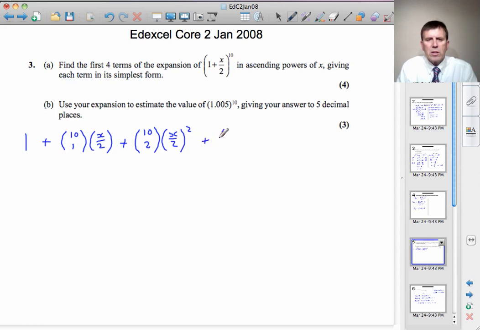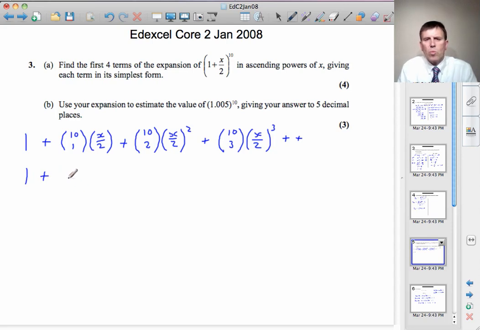The next term, the number of ways of choosing 3 from 10, and that's multiplied by (x/2) cubed. Now there would be several more terms, but we haven't been asked to find those. So let's simplify this. 1 plus 10C1.